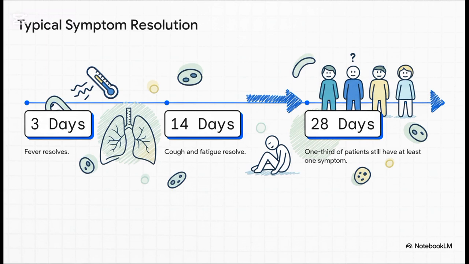The fever? That should be gone in a few days. But that nagging cough and the fatigue? That can easily hang around for 2 weeks or even longer. About a third of people will still have at least one symptom a month later. Setting this expectation up front will save you and your patient a lot of worry.